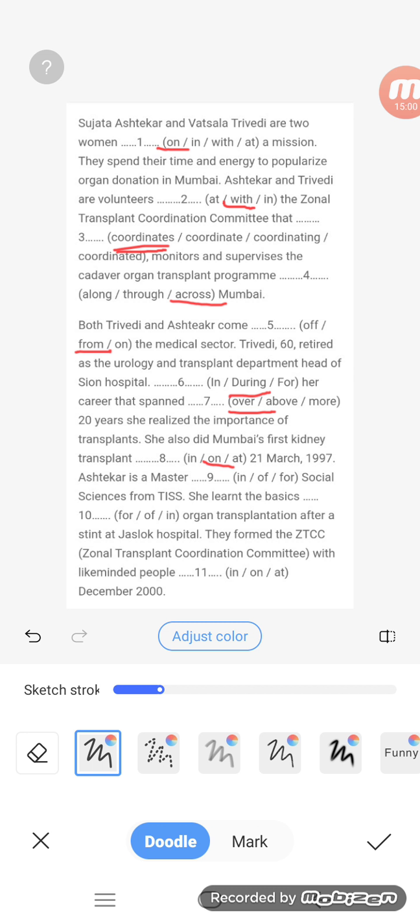On 21st March 1997, Asekkar is a master dash science from TISS. Option will be "of": Master of Social Sciences from TISS. She learnt the basics of, once again, "of" organ transplantation after stint at Jaslok Hospital. They formed the ZTCC, Zonal Transplant Coordination Committee, with like-minded people dash December 2000, in.